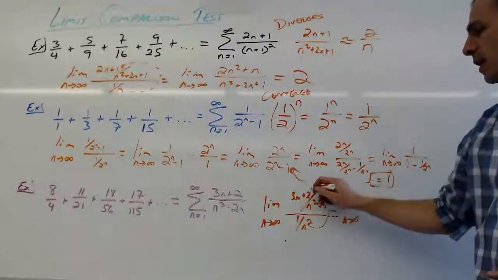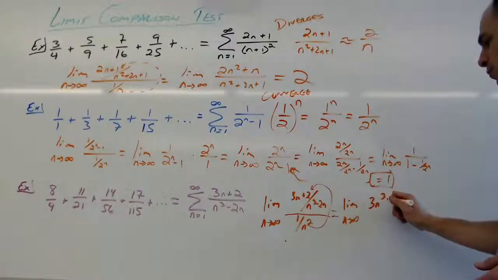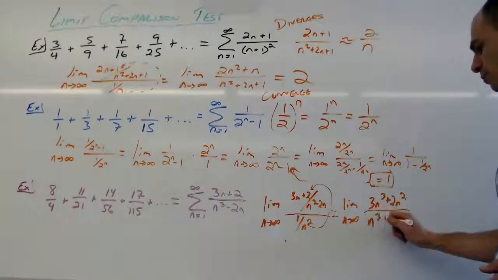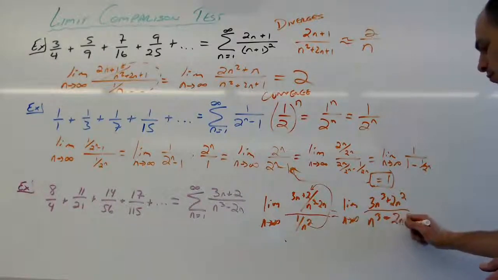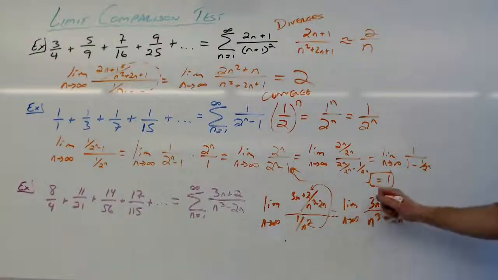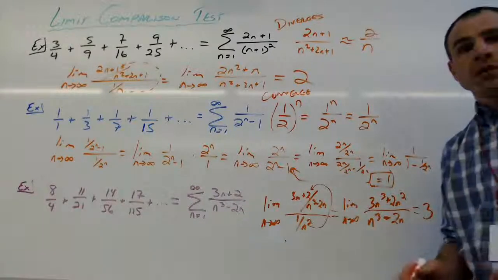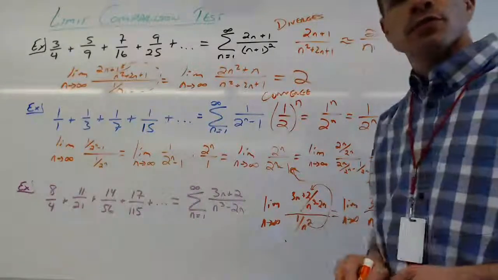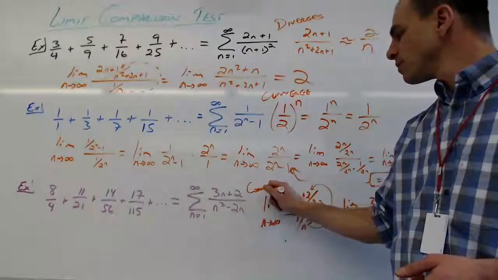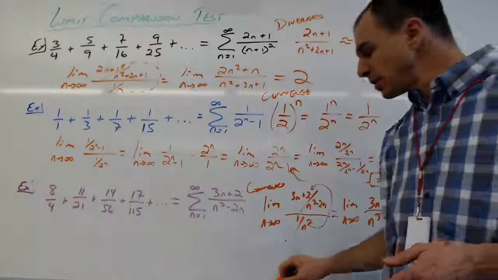n squared is going to head up into our numerator, so we have 3n cubed plus 2n squared in the numerator, and we have n cubed minus 2n in the denominator. Our leading coefficients are 3 and 1, so this limit will turn out to be 3. Since the series we used was a convergent series, then that means that this series converges as well. So we have the limit comparison test in action.